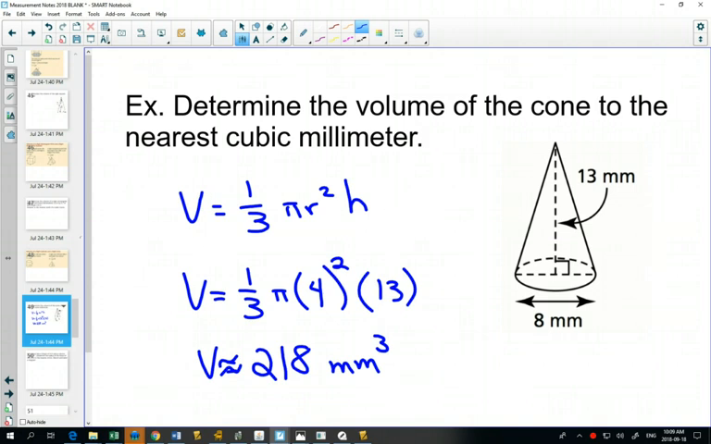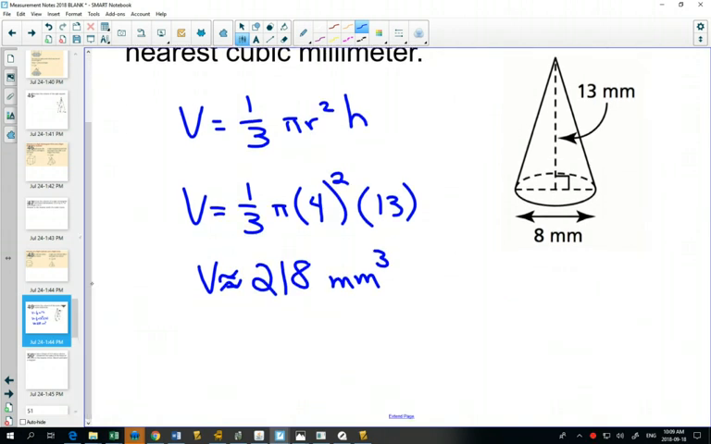How much would this be in centimeters cubed? Okay? The first thing you want to do is you want to just divide by 10. 21.8. Because you know that there are 10 millimeters in 1 centimeter. Okay? But it's not true that there are 10 millimeters cubed in 1 centimeter cubed.